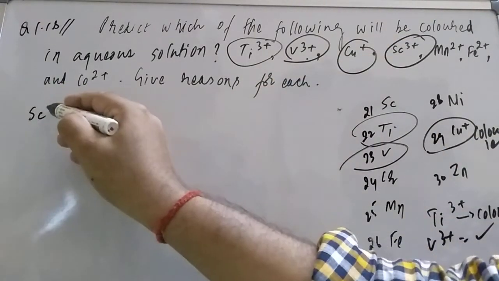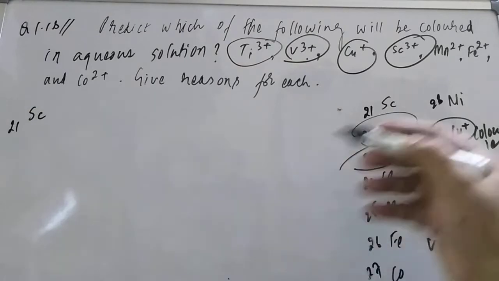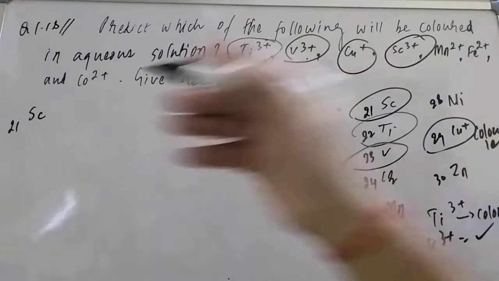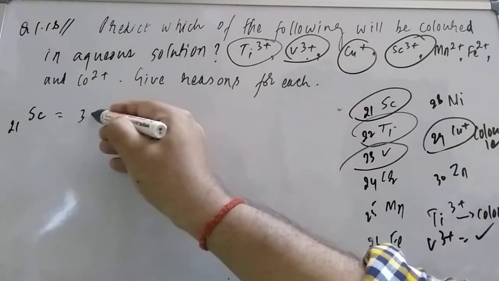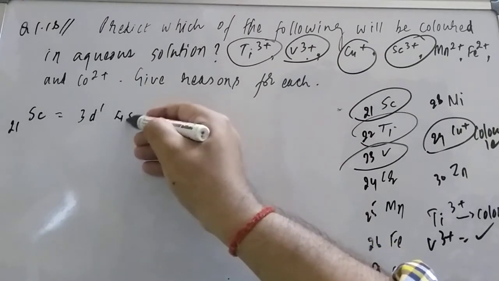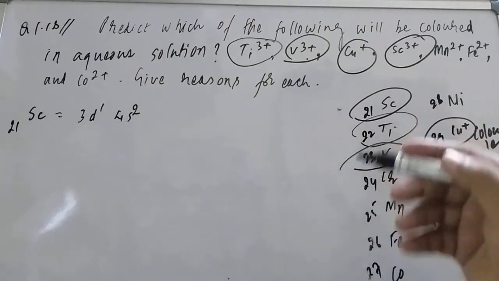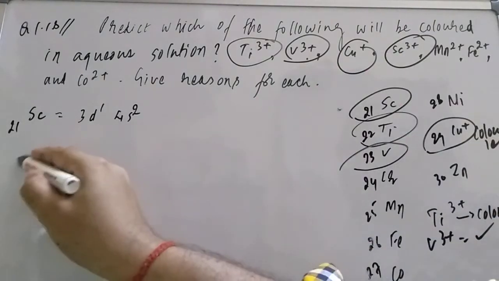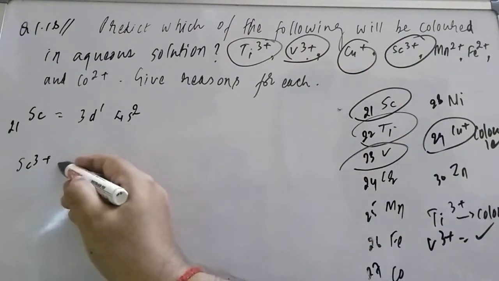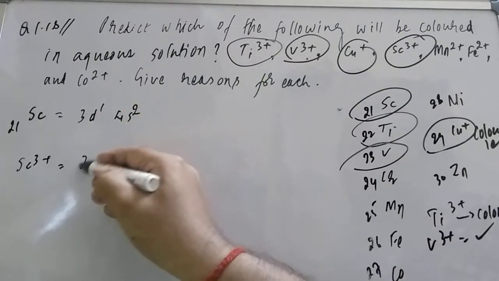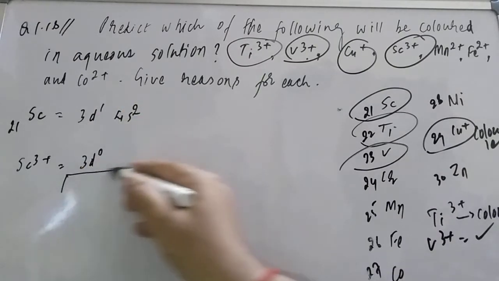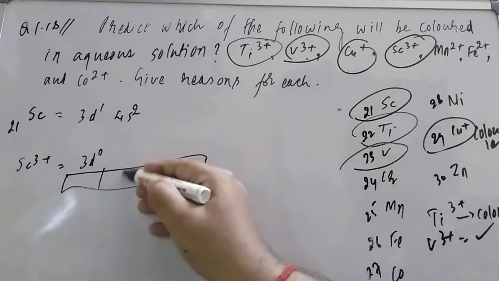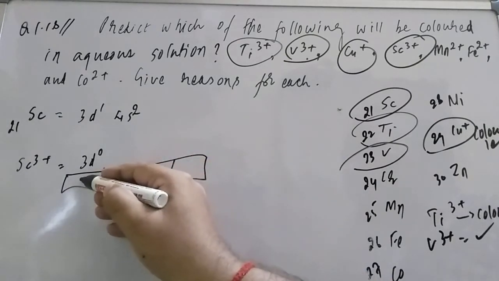Now scandium, student, has atomic number 21. So what will come, student? 3d1 and 4s2. This is the scandium. How much positive? 3 positive. So for scandium 3 plus, all 3 electrons will be lost, meaning 3d0. In 3d0, student, you check here 1 2 3 4. So here there is no electron.